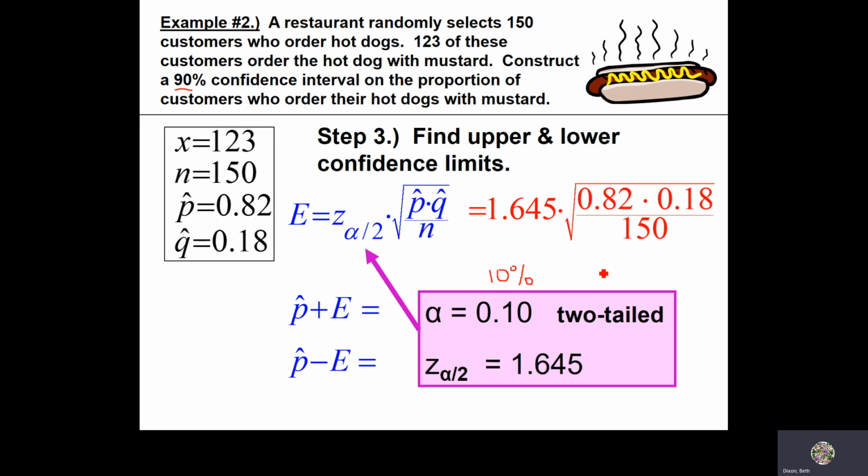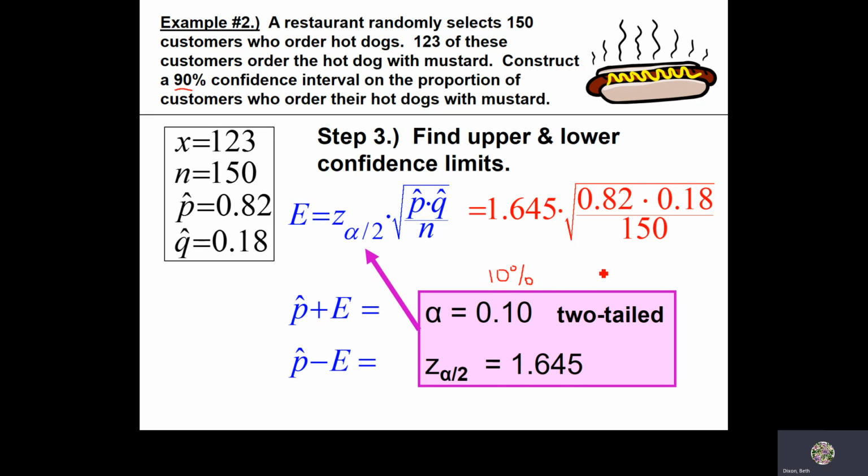Notice that the Z alpha sub 2 is one number. We do not put the alpha and the 2 in. That just tells us which Z we looked up. Then we put in p hat 0.82, q hat 0.18 and n of 150.